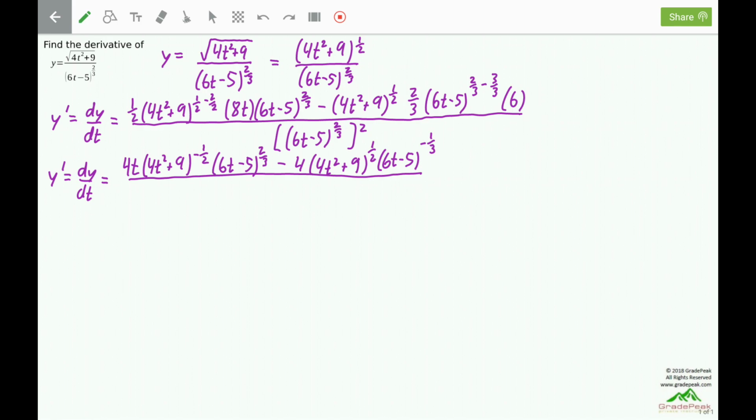And all of this is over 6t minus 5 to the 2/3 squared. Now, raised to an exponent raised again, you multiply the exponents. 2/3 times 2, you multiply the numerators, 4/3.